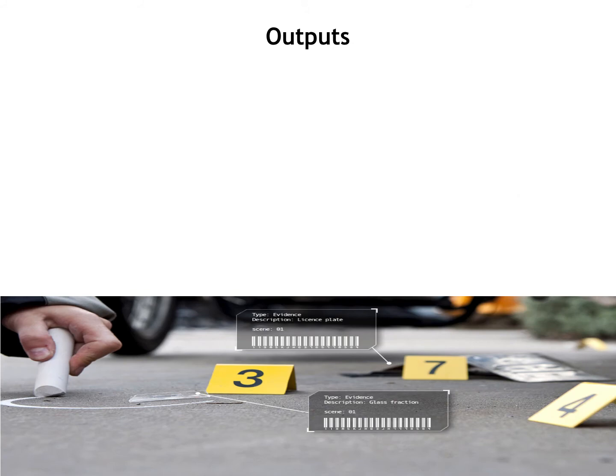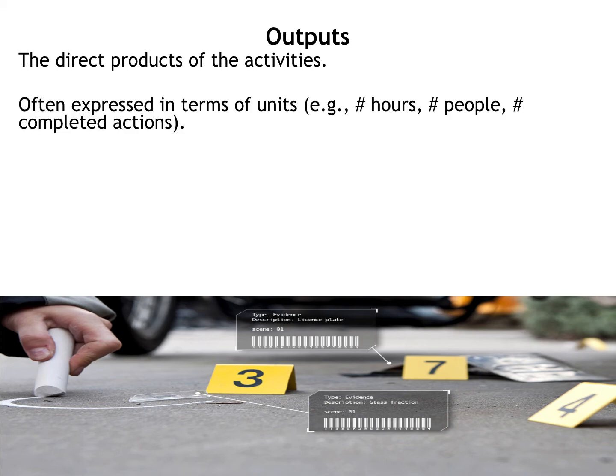Next, we have outputs. Outputs are the direct products of the activities themselves. They are often expressed in terms of units, number of hours, number of people, number of completed actions. When you're developing your logic model, you don't have to specify the exact number of hours or the exact number of people. You can simply just include the number sign. You just want to be keeping track of some of the outputs that you should be gathering information on as a result of the activities themselves.